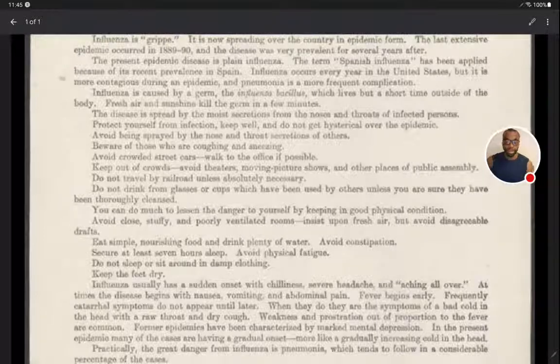Avoid being sprayed by the nose and throat secretions of others. Beware of those who are coughing and sneezing. Avoid crowded streetcars. Walk to the office if possible. Keep out of crowds. Avoid theaters, moving picture shows, and other places of public assembly. Do not travel by railroad unless absolutely necessary. Do not drink from glasses or cups that have been used by others unless you are sure they have been thoroughly cleansed. You can do much to lessen the danger to yourself by keeping in good physical condition.